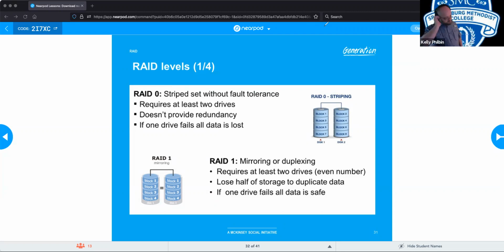RAID 1, mirroring, you have a duplication of that drive. If a drive goes bad, the RAID array tells you, you pull that drive out, slap in another drive, resync the drives, and you're good to go. So it allows for redundancy of data. Any more questions with regards to RAID 0 or 1?